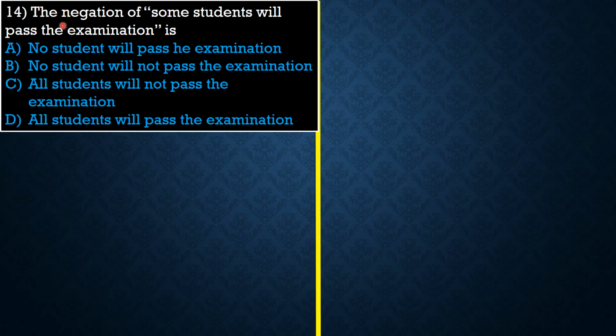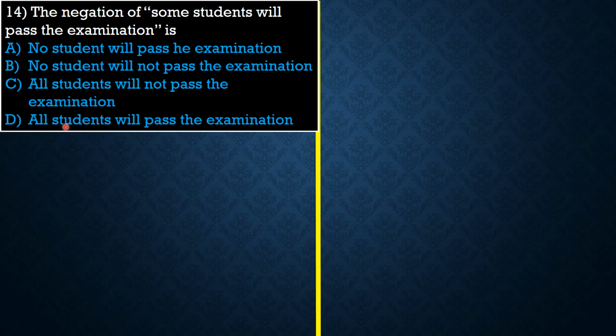Question 14 is asking for the negation of the statement: some students will pass the exam. Now option A is that no student will pass the examination. B, no student will not pass the examination. Option C, all students will not pass the examination. Option D, all students will pass the examination.